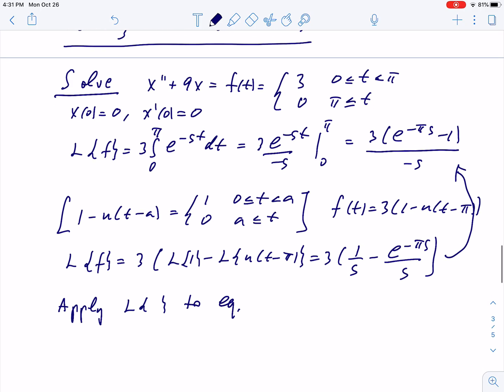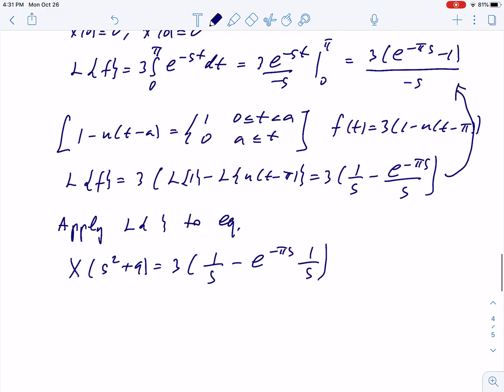On the left side, we get the same thing as before, because the left side is the same, initial conditions are the same. So this will bring us to big X times (s squared plus 9) equals Laplace of f, which is 3 times (1 over s minus exponential minus pi s, 1 over s). Solving for the big X, this will be 3 times 1 over s(s squared plus 9) minus 3 times exponential minus pi s, and same thing here.